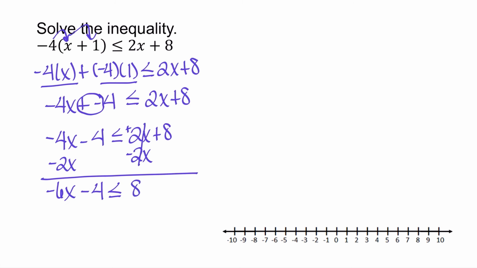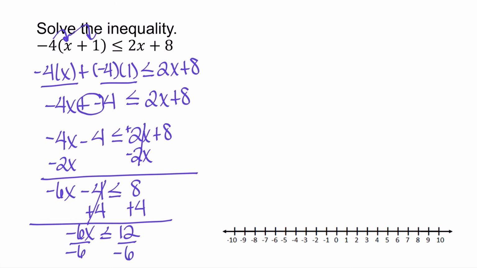we have 8. Now we're going to add 4 to both sides, which leaves us with negative 6x, because minus 4 and plus 4 will cancel, is less than or equal to 12. Now I'm going to divide both sides by negative 6 to get my variable by itself. So negative 6 and negative 6 will cancel, and then I have x.